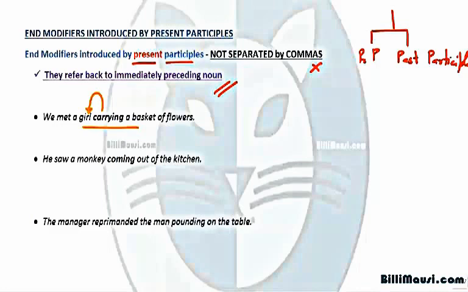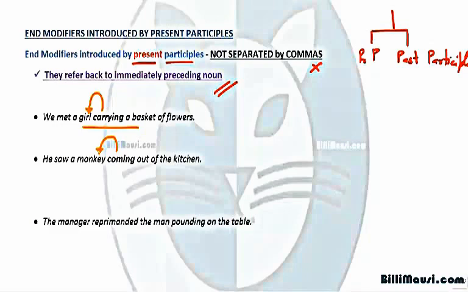In the next sentence, he saw a monkey coming out of the kitchen. Since it is not separated by commas, coming is modifying the immediately preceding noun, which is monkey. So who is coming out of the kitchen? The monkey is coming out of the kitchen.